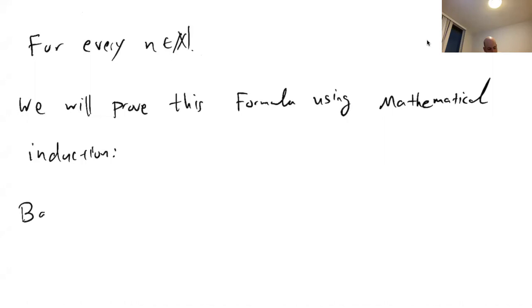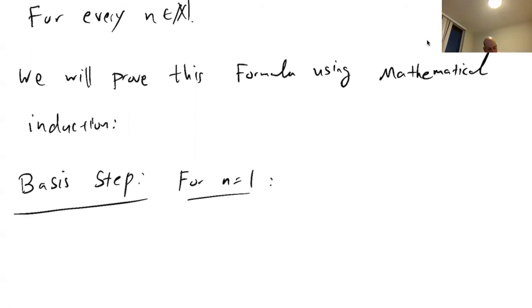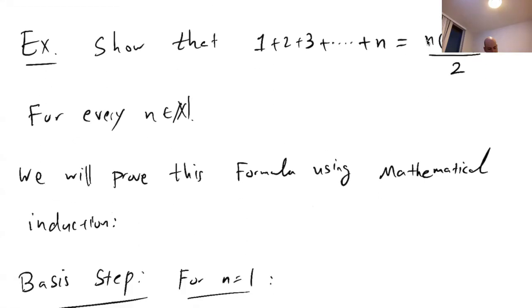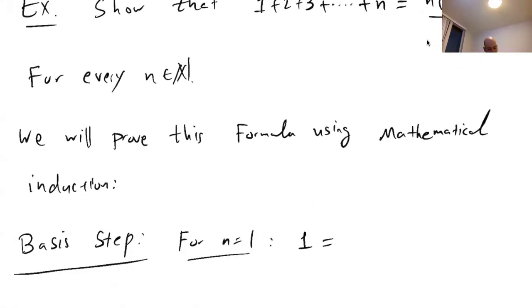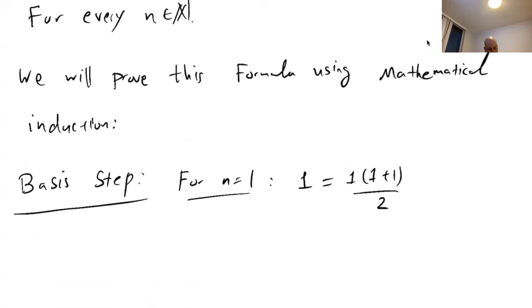So, basis step for n equals 1. Well, the left-hand side will be just 1, and the right-hand side will be 1 times (1 plus 1) over 2, which means 1 equals 1. And this is, of course, true.